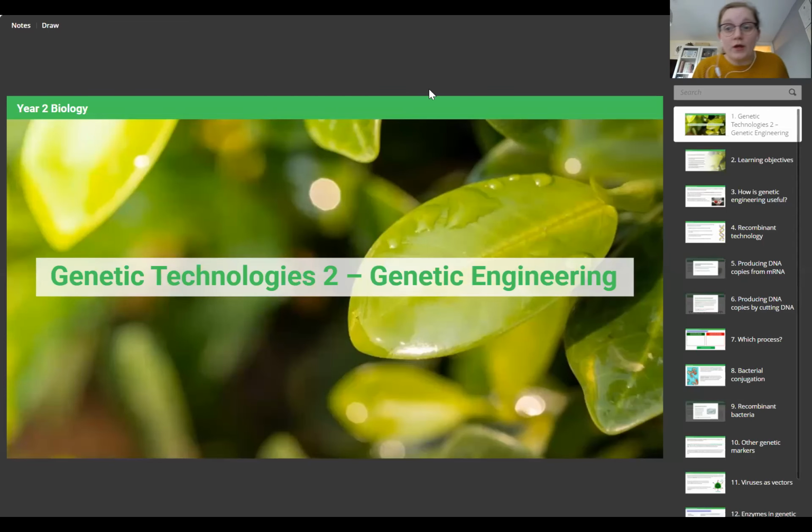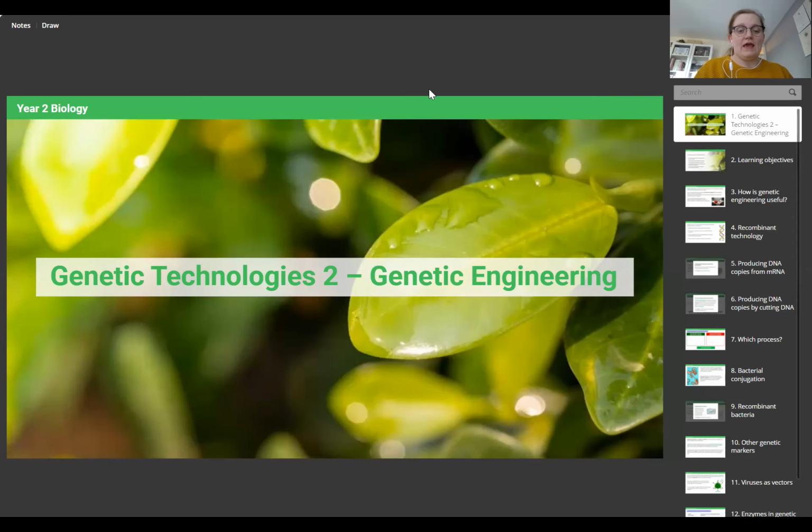Okay, so what we're going to look at now is genetic technologies and genetic engineering in particular. We're going to cover recombinant DNA technology, have a little bit of a look at that in a bit more detail, and then do some exam questions based on recombinant DNA tech. So that's part of the genetic technologies topic that we're looking at right now.